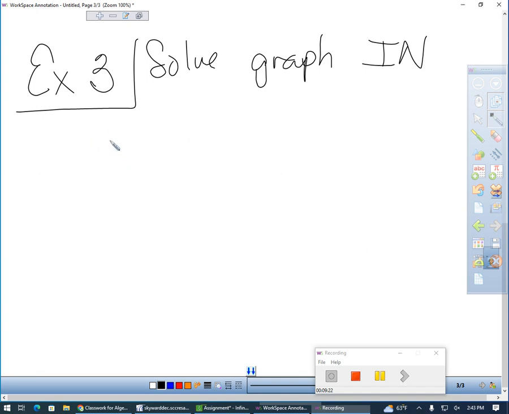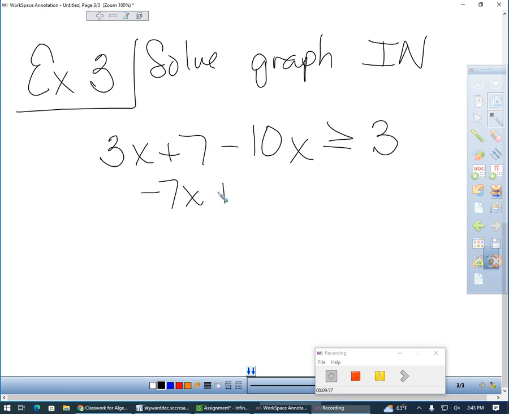Okay, let's do this one. Let's say I have 3x plus 7 minus 10x is greater than or equal to, you want 5? No, let's do 3. All right, 3 it is. Whatever you want, Jace. Okay, so here we're going to go ahead and collect like terms. 3x and negative 10x is negative 7x plus 7 is greater than or equal to 3.